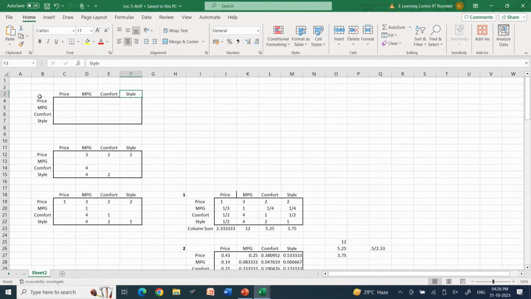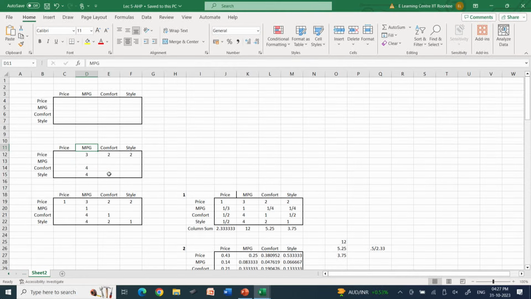Now, I am going to get some pairwise comparison values from the person who is willing to buy a car. So, I have entered 3. What is the meaning of this 3? If the person compares price versus miles per gallon, the price is 3 times more important than the miles per gallon. For example, there is a 4. What does that 4 imply? That comfort is 4 times more important than the miles per gallon.